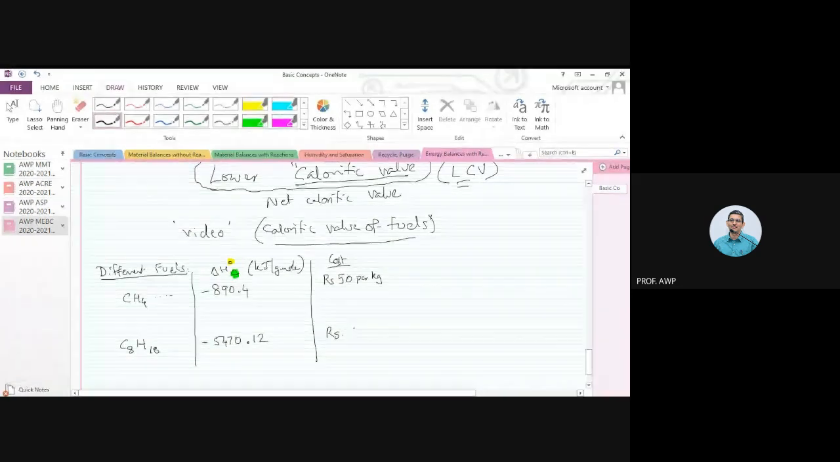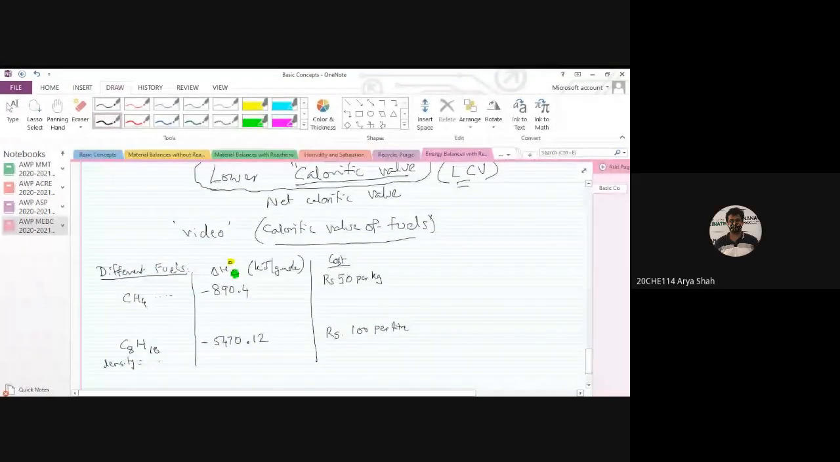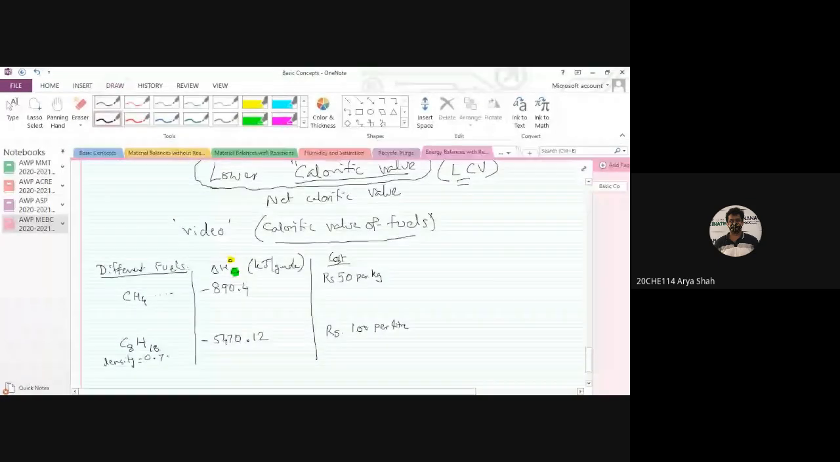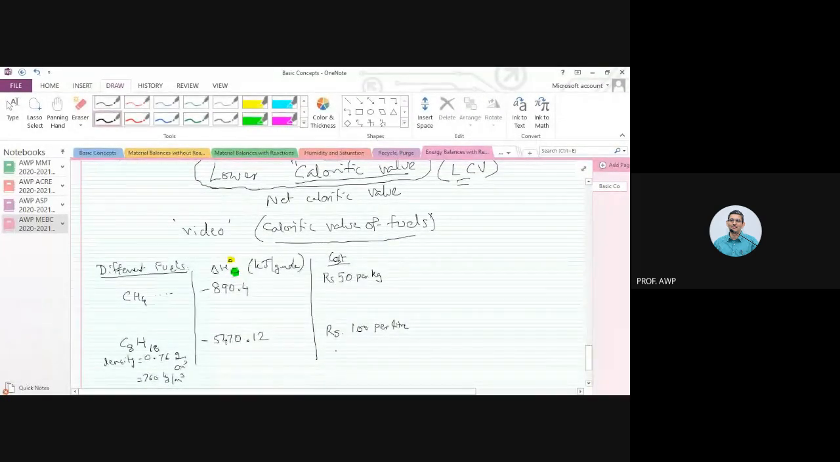Petrol, let's say 100 rupees per liter. And let's say density is 0.76 grams per centimeter cube, or 760 kgs per meter cube. Same.